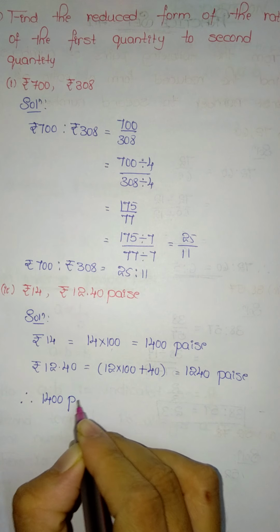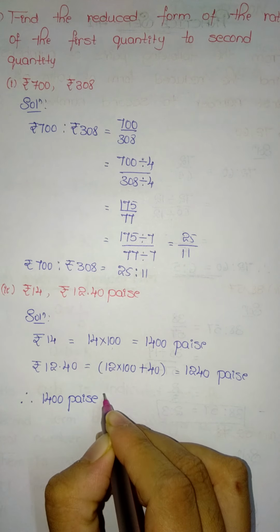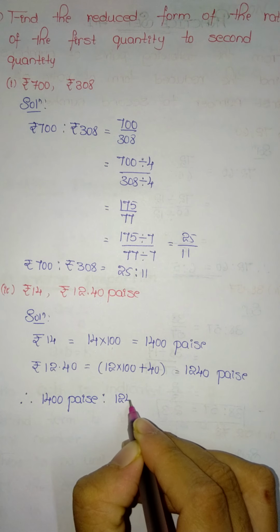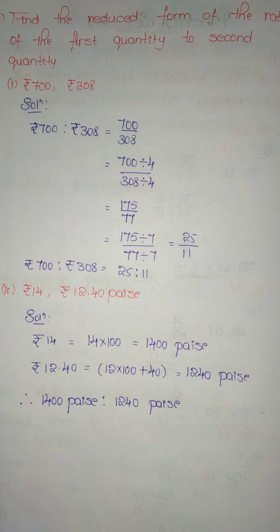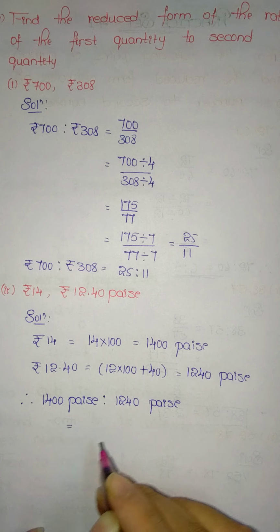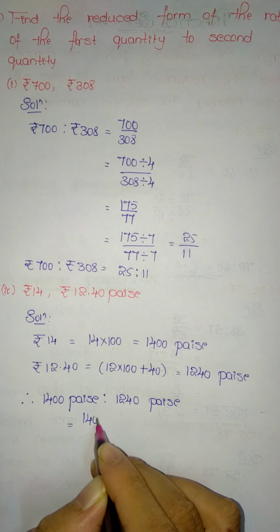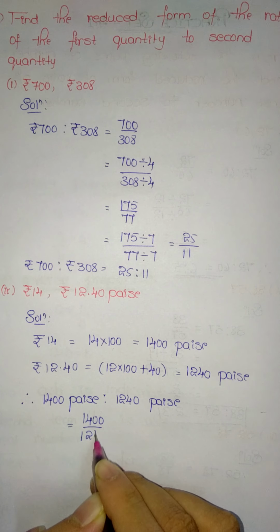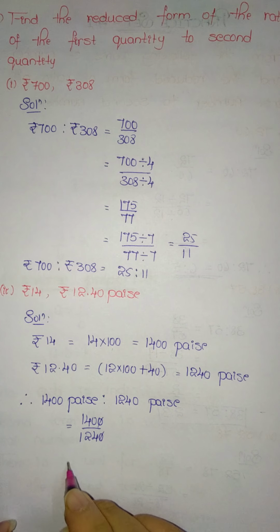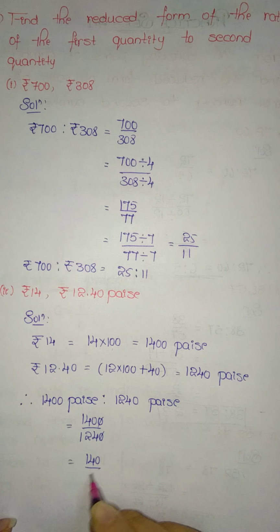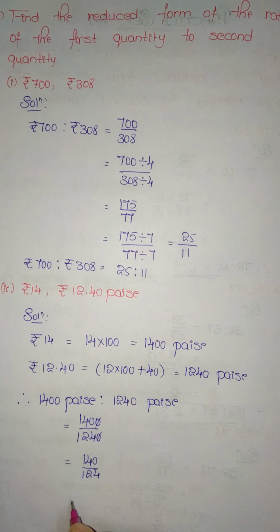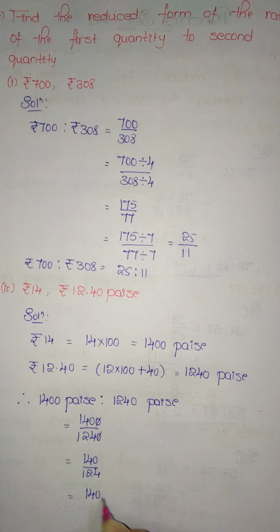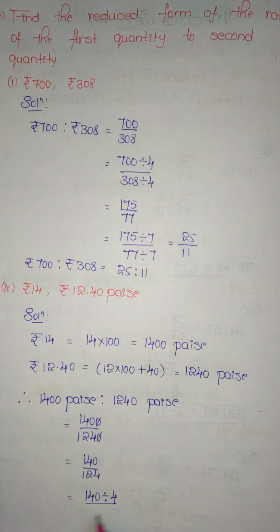1400 paise and 1240 paise. So now convert this, or reduce this, into the simplest form. So 1400 by 1240, here cancel the 0 0 and it becomes 140 by 124. We can divide both the numbers by 4. So 140 by 4 divided by 124 by 4.